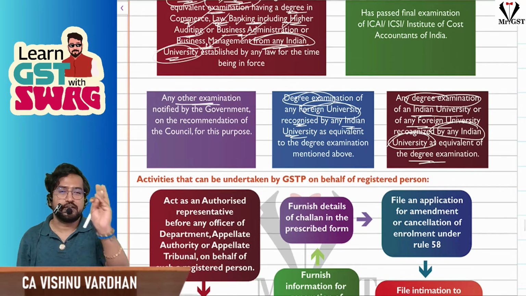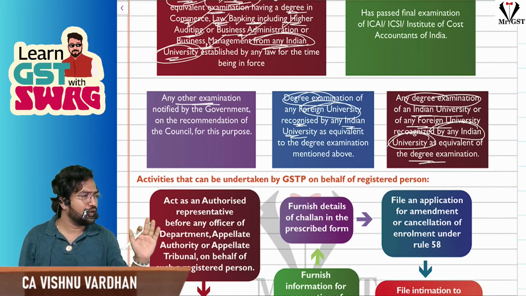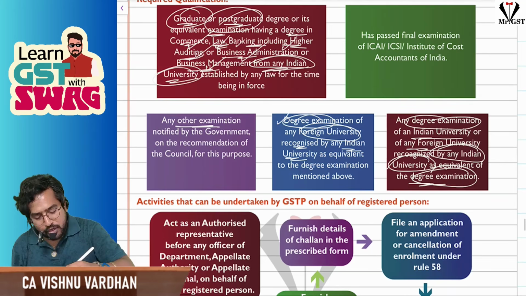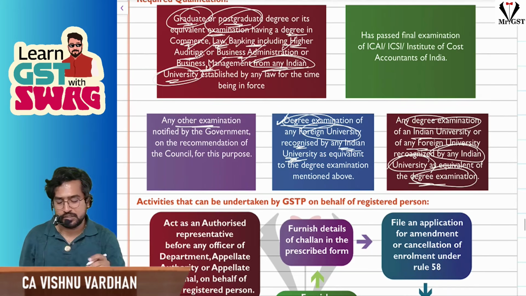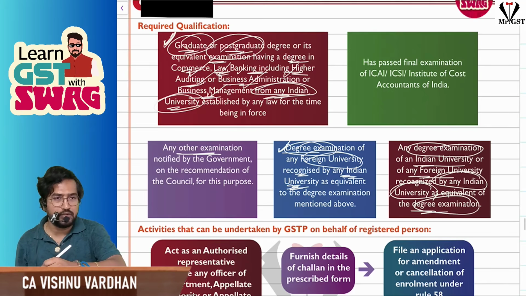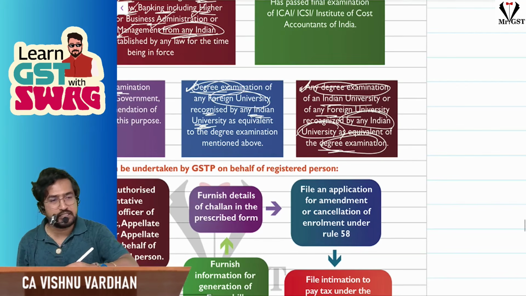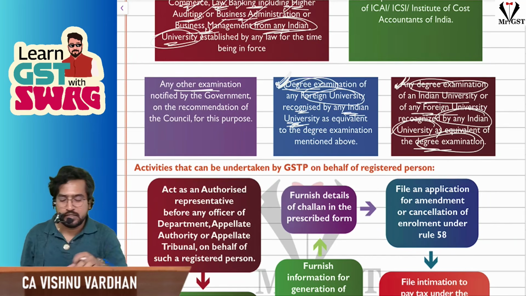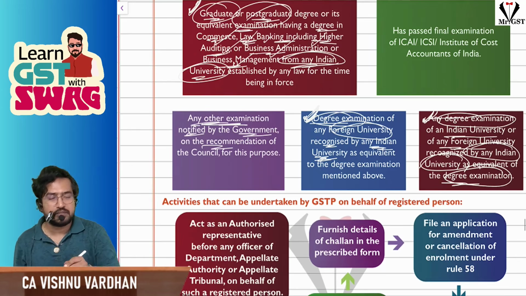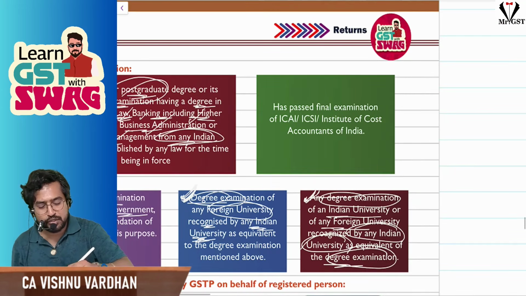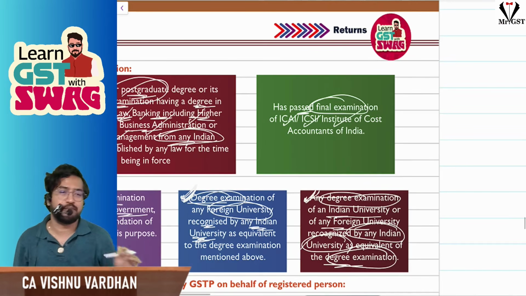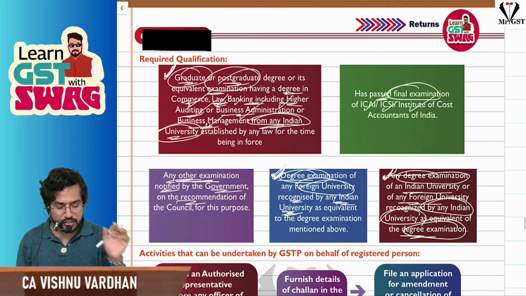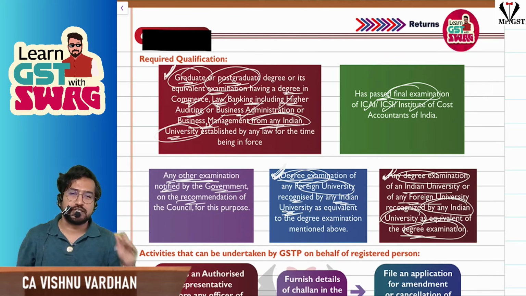Okay, like that. Normal regular graduation or any other course which is equivalent to a degree examination or a foreign degree which is recognized by Indian universities. Three things are clear. Either the usual degree, or something else but recognized as a degree, or a foreign degree recognized by an Indian university, or any other examination notified by the government. At least, or at least you should have passed the final examination of CA, CS, or CMA. So that way, with these qualifications, you can take the GST practitioner certificate.